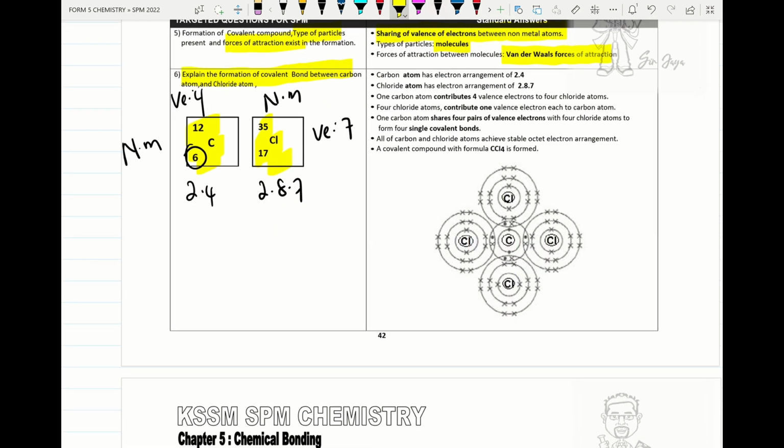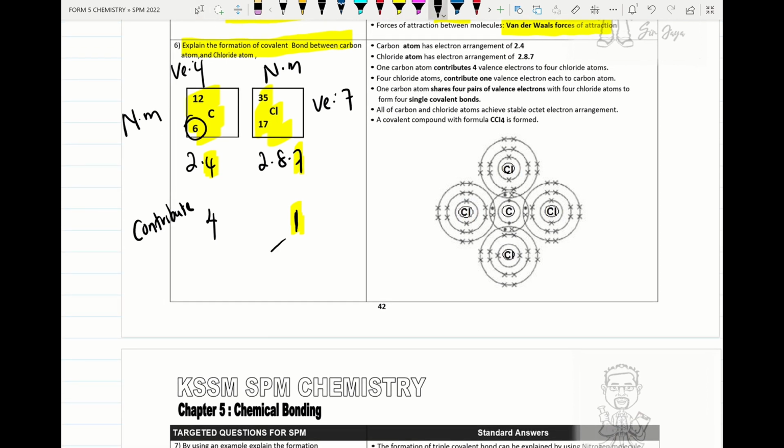And how to get the formula? Please check, carbon has 4 valence electrons. It needs 4 more valence electrons to achieve a stable octet electron arrangement. Therefore carbon will contribute 4 electrons for sharing. Chlorine has 7 valence electrons. It needs 1 electron to achieve a stable octet electron arrangement. Therefore chlorine will contribute 1 electron for sharing. We do crossing here. So the formula that we will get is CCl4.